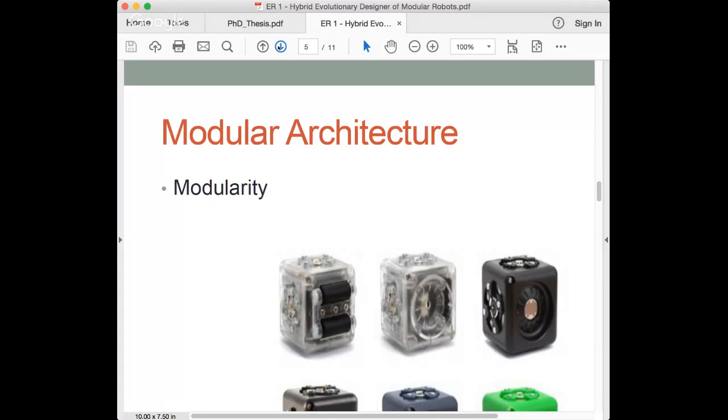The one in the middle, in the second row, is a battery. And you have to include this cube, the battery cube, in every robot that you design, because this gives the information to the other cubes. And one other cube is the distance, which is an ultrasonic sensor that can be used as an input tool in a robot.